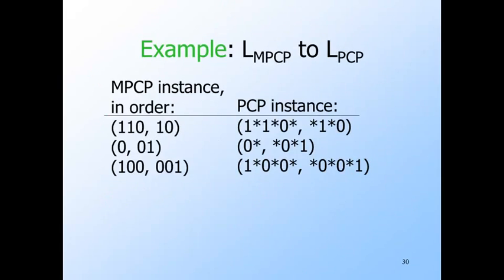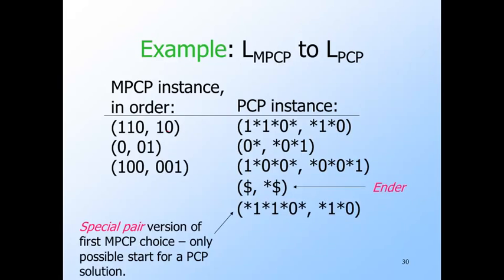Here's an example. On the left is the instance of MPCP that is input to the transducer. On the right are those pairs with the added stars. Notice that for each pair, the stars come after the symbols on the first string and before the symbols on the second string. And we always add this pair, which will serve to make the strings of the PCP instance match when there is a solution to the MPCP instance. Its job is to add the missing star to the second string.